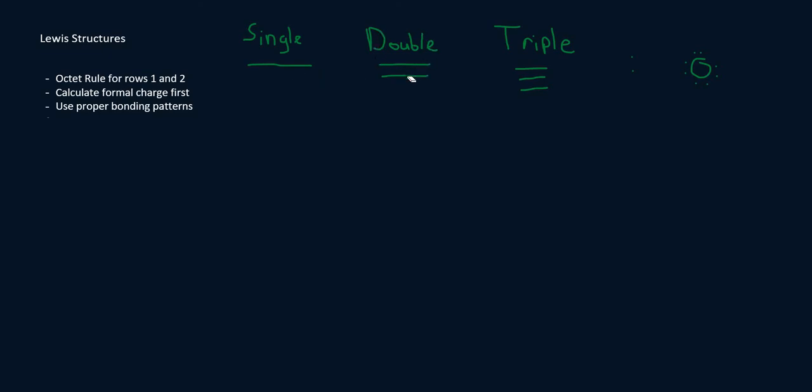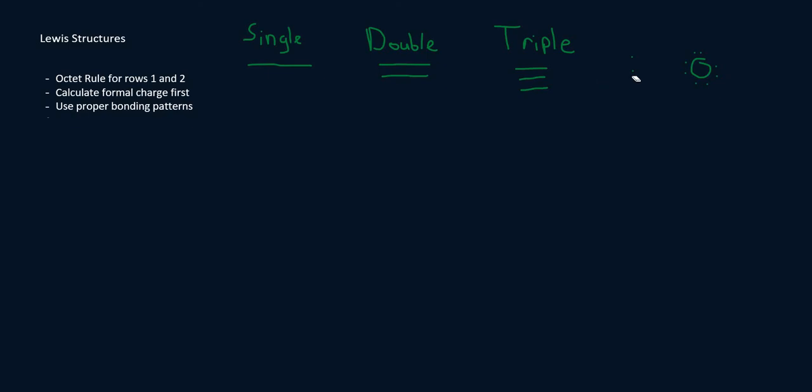A double bond is represented by two lines, and these two lines represent 4 electrons that are shared between those two elements. So remember, there's 2 electrons per line. And triple bonding, same principle: 2 electrons per line, which means there's a total of 6 electrons represented in a triple bond. And remember, those electrons are shared between both elements, so both elements are going to get in on that electron action.